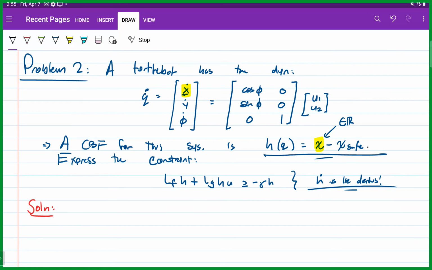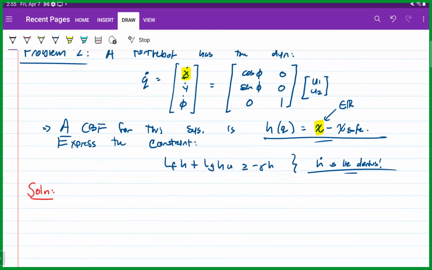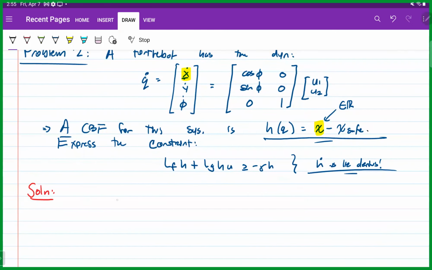All righty. Do we have any ideas on how we might approach this problem? What did people come up with? Any thoughts? You drop x safe. Yep, so our h dot is just equal to x dot in this case. And then where do we get x dot from? Yeah, that just comes from our system dynamics, right?